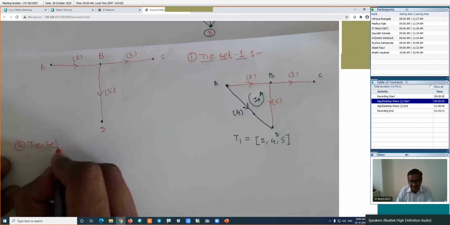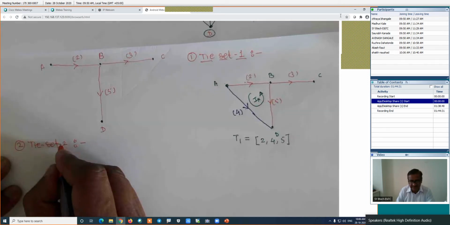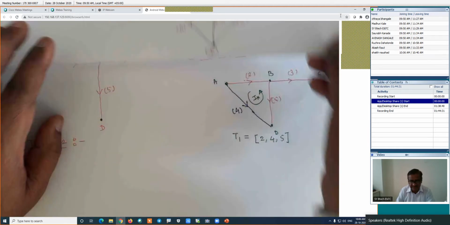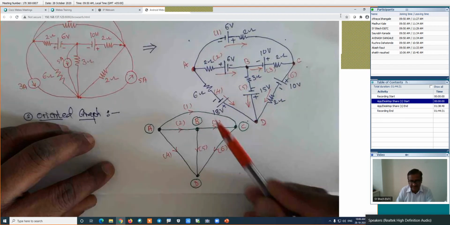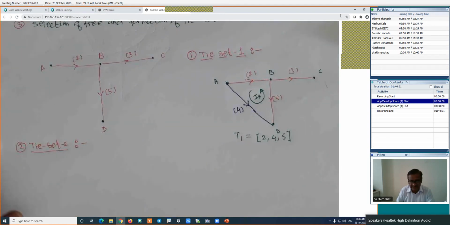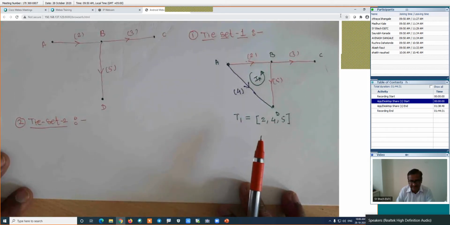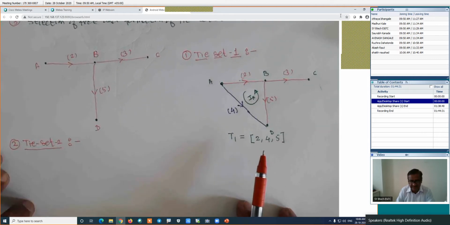Triset number 2. How many tree branches and how many core-tree branches do we have exactly? In this particular case, branches 1, 2, 3 are the tree branches, which means the remaining 3 are the core-tree branches. The number of Trisets is equal to the number of core-tree branches, so if we have 3 core-tree branches, there will be 3 Trisets. This is Triset number 2.